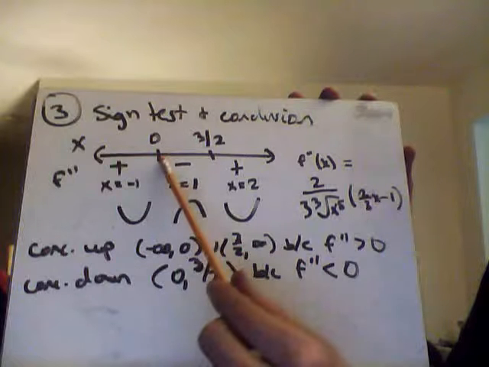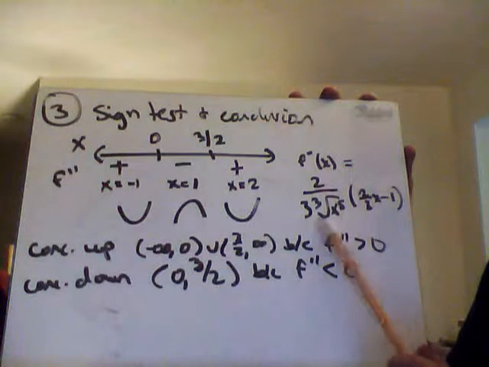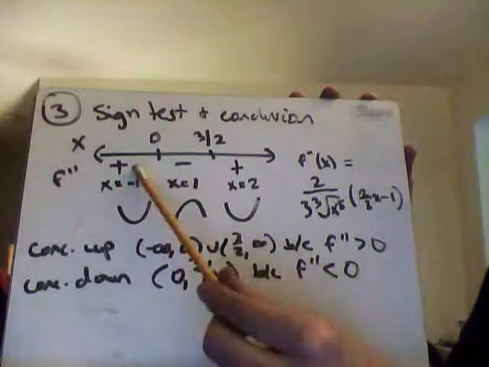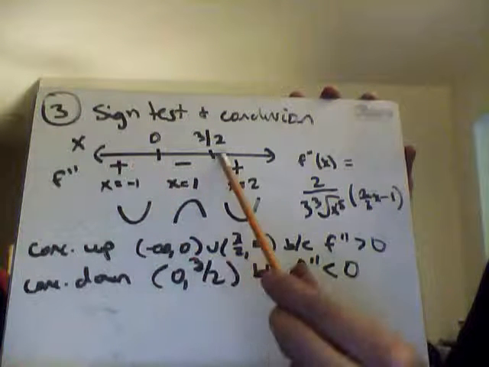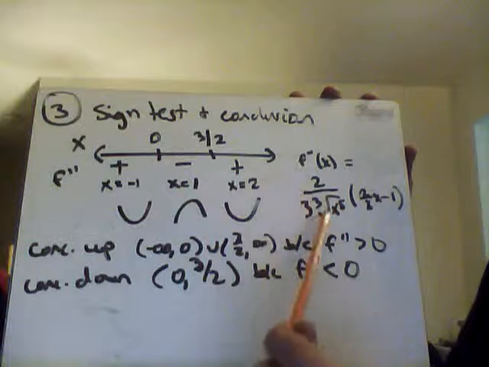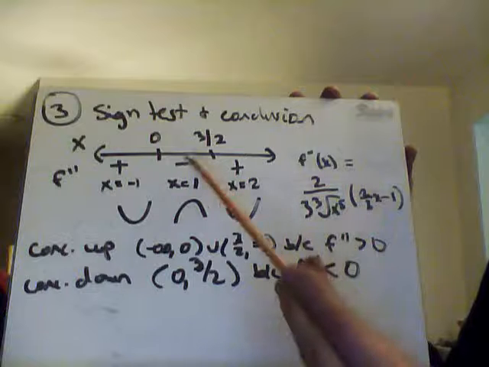We're going to test a number that's less than 0. Let's say x is equal to negative 1. When we do so, we get a negative here, and we get a negative here. Negative times a negative is a positive. A number in between 0 and 3/2 would be x is equal to 1. When we plug in x is equal to 1, we're going to get a positive here and a negative here. A positive times a negative is a negative.